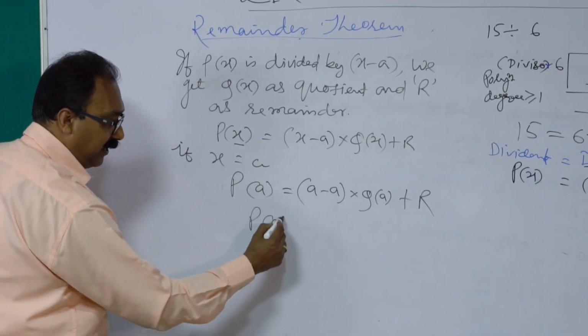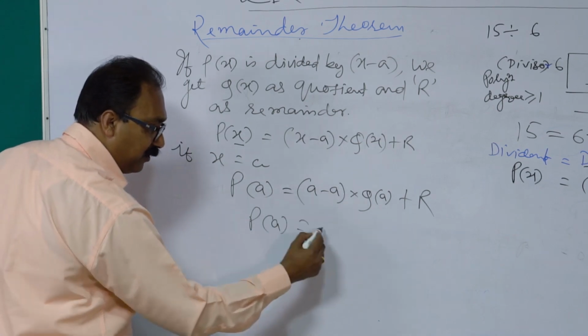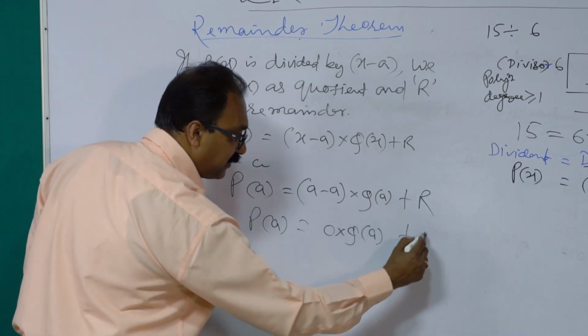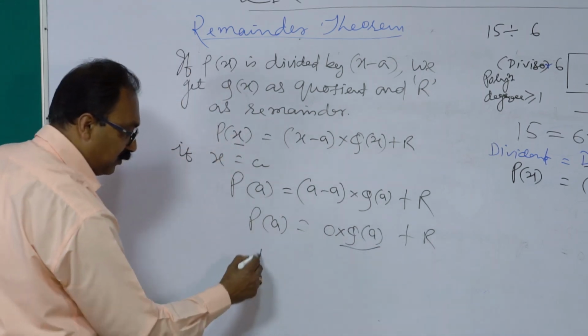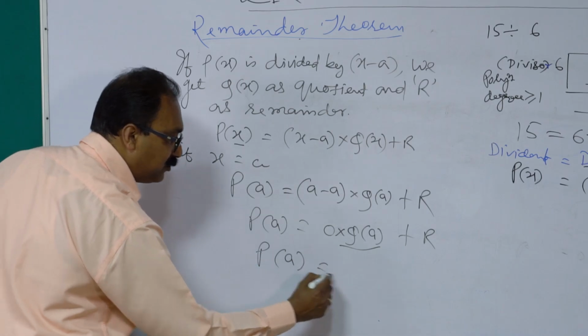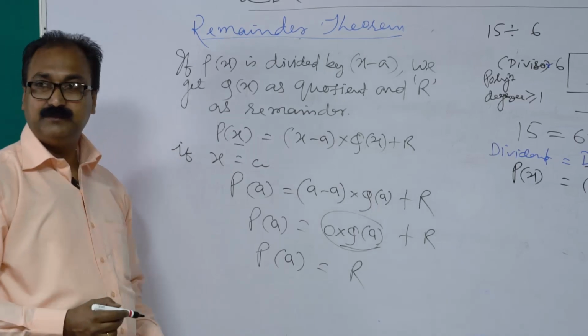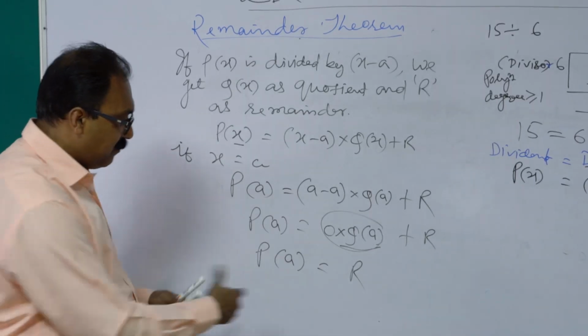P of a is equal to, this is 0, no? 0 into q of a plus r. That means this part is 0. So what do you get? P of a equals r, because this part vanishes. So it's r. So what is the remainder? The remainder is p of a.